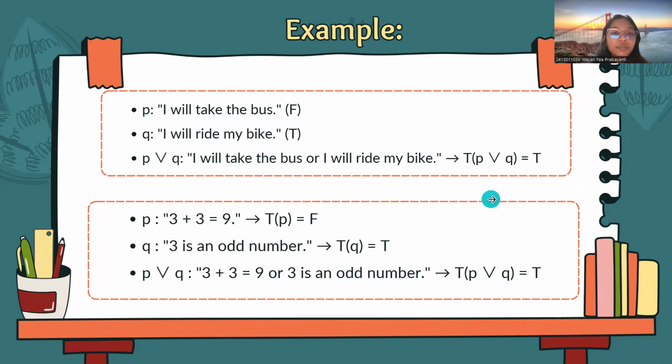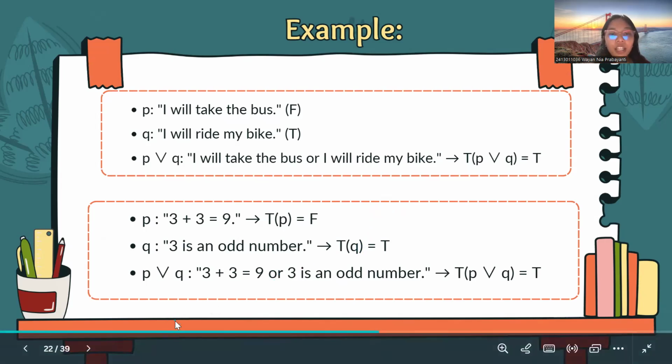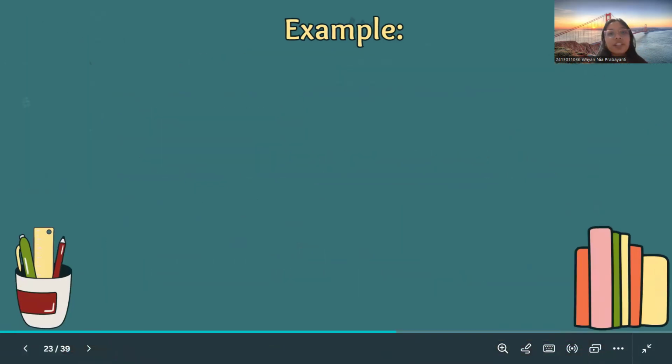For the other example, let's say P is 3 plus 3 equals 9. This is false, right? Okay, right. So Q will be 3 is an odd number, and the value is true. So their disjunction will be 3 plus 3 equals 9 or 3 is an odd number. This will be true. Okay, let's move to the next.